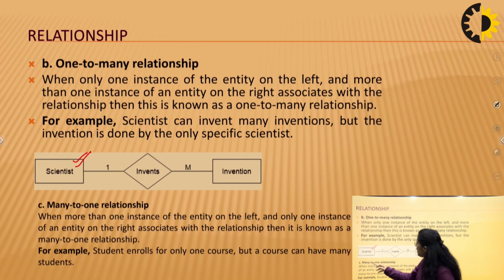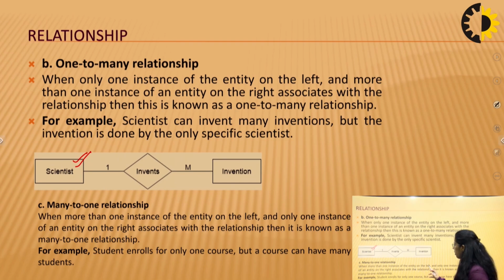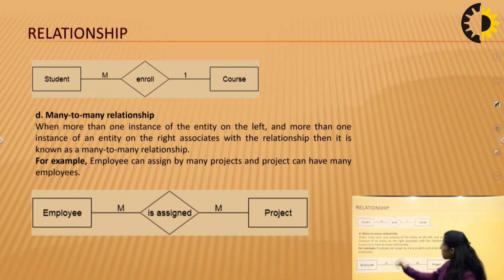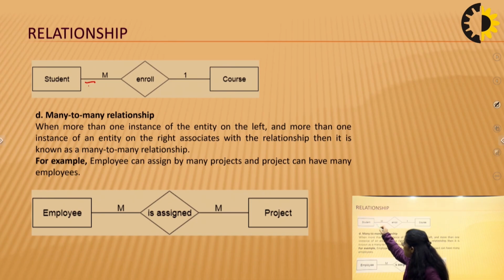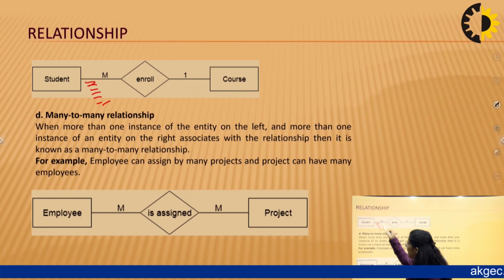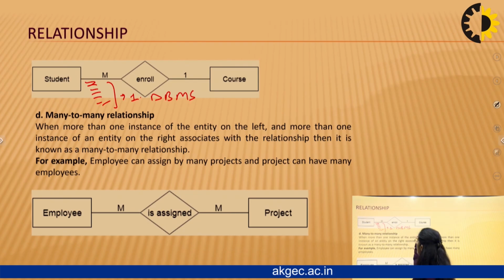Next one is many-to-one relationship. When more than one instance of an entity on the left and only one instance of an entity on the right is associated, then it is known as many-to-one relationship. For example, here, multiple students can be enrolled in a single course, that is DBMS. So this is representing many-to-one relationship.